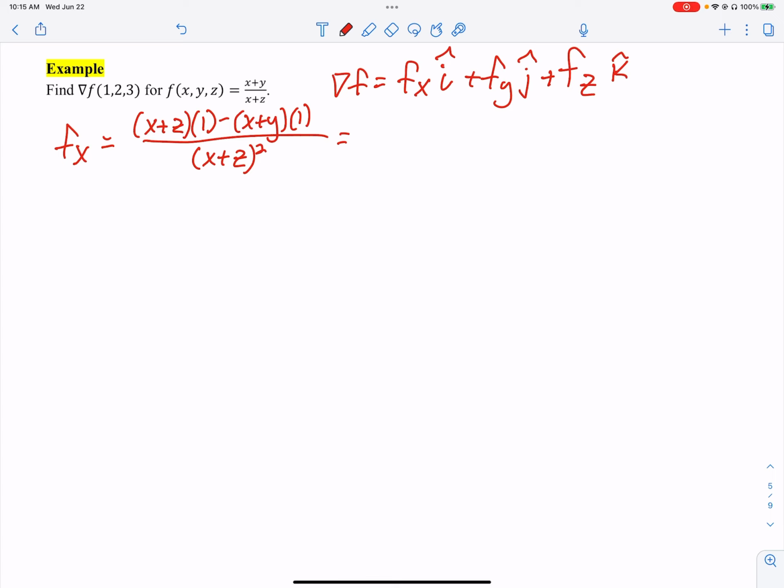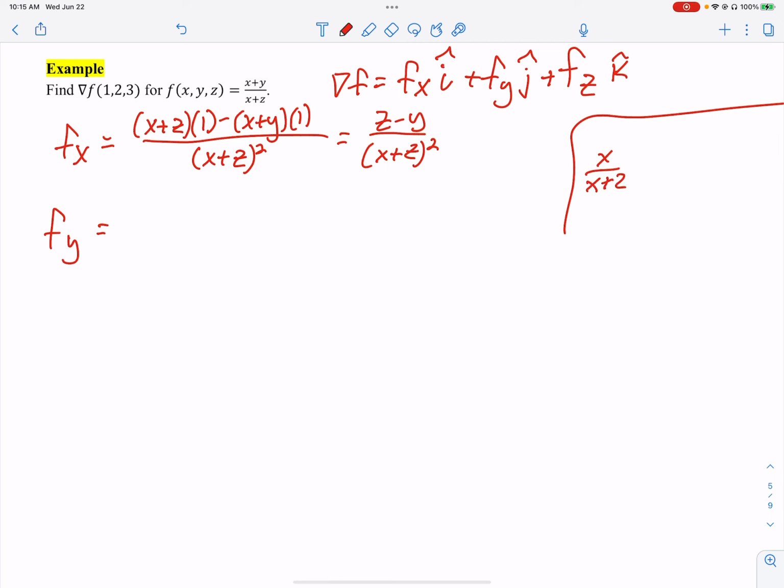The x's are going to go away, and I get (z minus y) over (x plus z) squared. Let's do the partial now with respect to y. There's only one y, so I'm going to think about it this way. I'm going to write it off to the side to help you visualize it. I get x over (x plus z) plus y over (x plus z). So the x part just goes away. That's a 0 because there are no y's. And then the second part, I just get 1 over (x plus z).